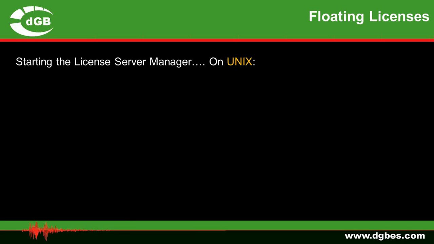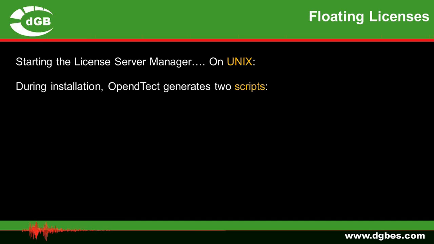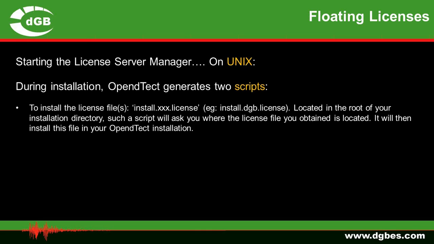Okay, so starting the license service manager on Unix, during the installation, OpendTect generates 2 scripts. The first of which is the install license script. This is located in the root of your installation directory. And this script will ask you where the license file you obtained is. It will then install this file into your OpendTect installation.